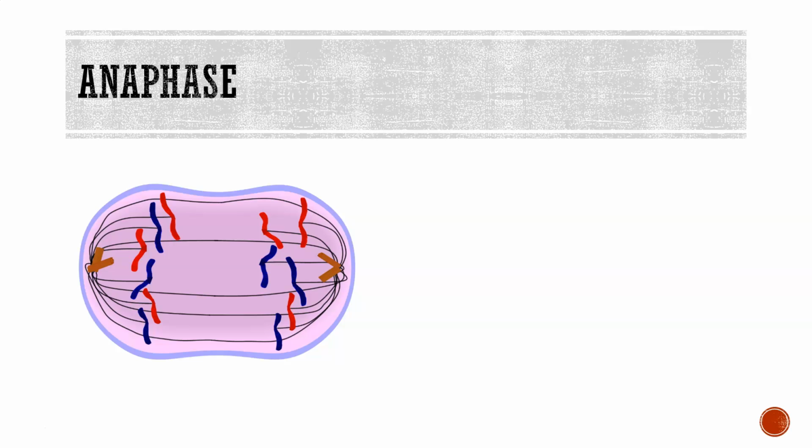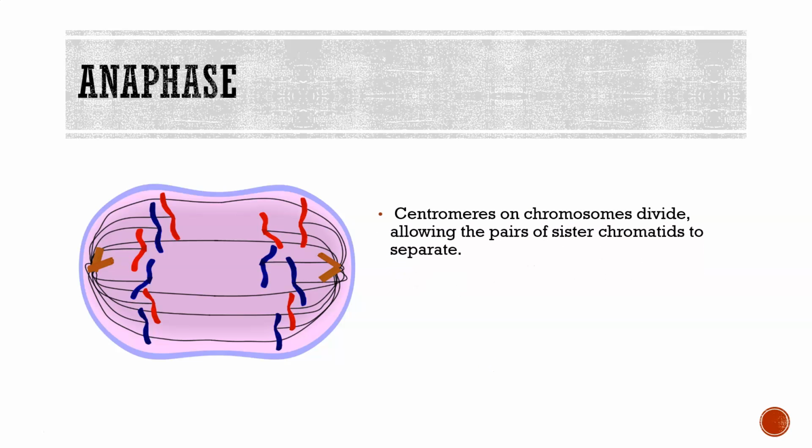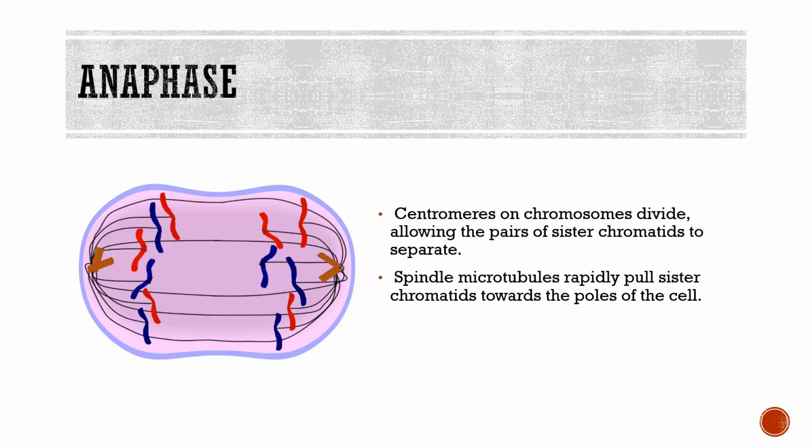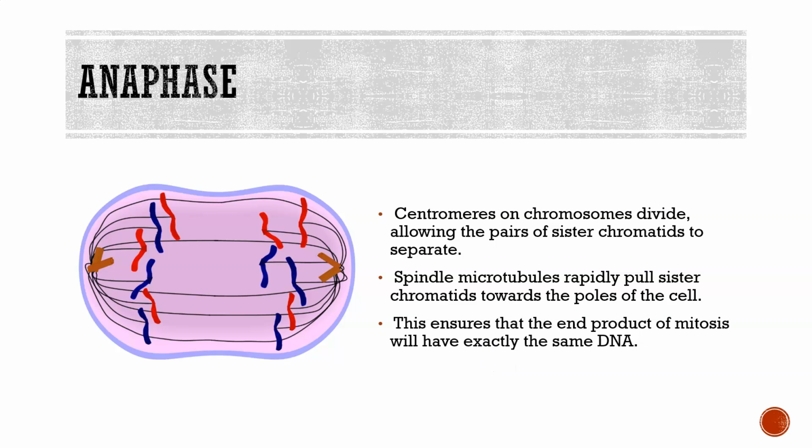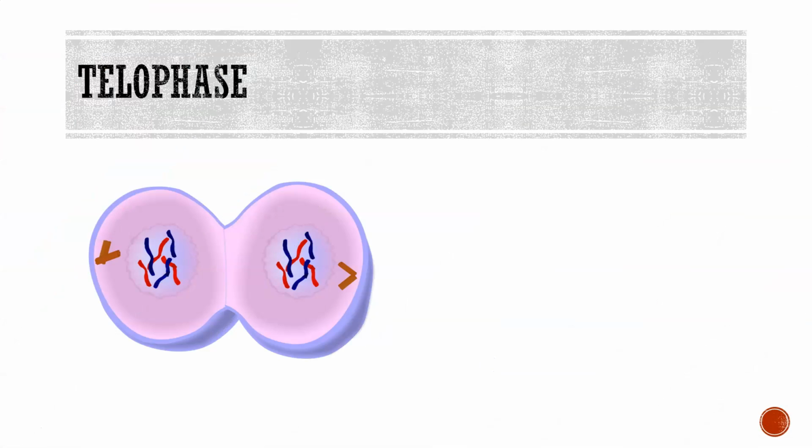Okay, so now we're in the anaphase. The MTOCs now contract the spindle fibres, the microtubules, the fibres that they've sent out. Centromeres on the chromosomes now divide because that force has been applied, and the two sister chromatids separate. Those spindle fibres, those microtubules, now rapidly pull those chromatids to the pole of each cell, to each end of the cell, and this ensures that the same copies of DNA are going to be in both cells produced from mitosis.